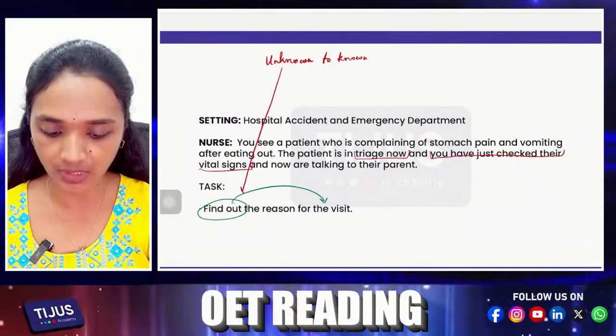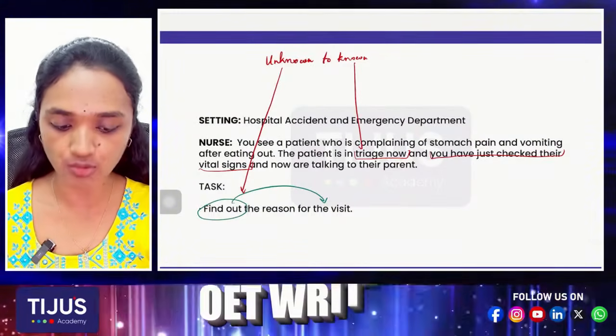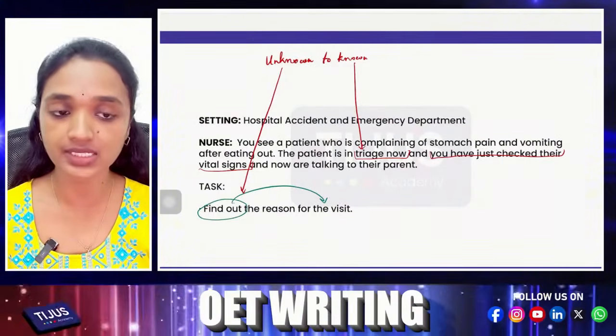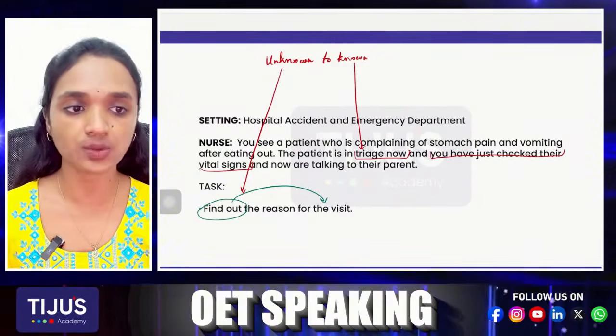So from this first task we got the idea that this is an unknown situation. But the patient is known to us. We have already taken the patient's vital signs and the person is also in triage. That is why this becomes an unknown to known situation.